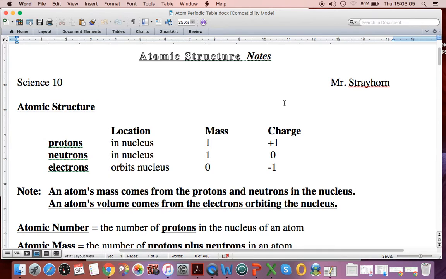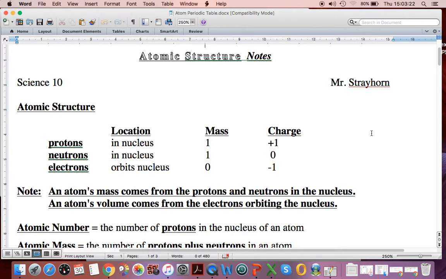Jambo, this is a quick review of things we dealt with yesterday, including the structure of the atom and linking to things like isotopes, electron arrangement. This chart, protons, neutrons, electrons, location, mass, charge, you should have memorized by now.